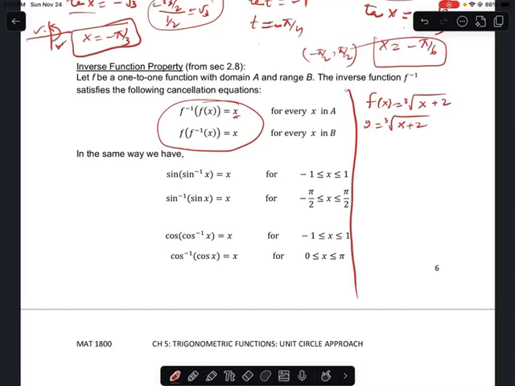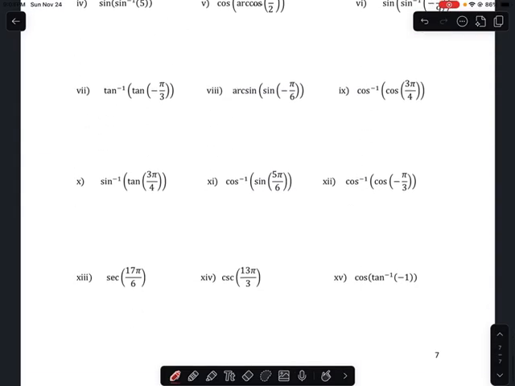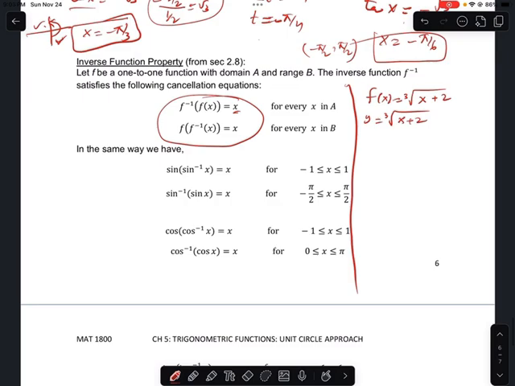Continue with section 5.5, and here is something a little bit different than what we just saw. Here we are going to use something called an inverse function property. I don't remember if I did an example like that in 2.8 or not, but let's do it here. This is a property of inverse functions: if you take a composition of a function with its inverse function, you will always get back the domain value.